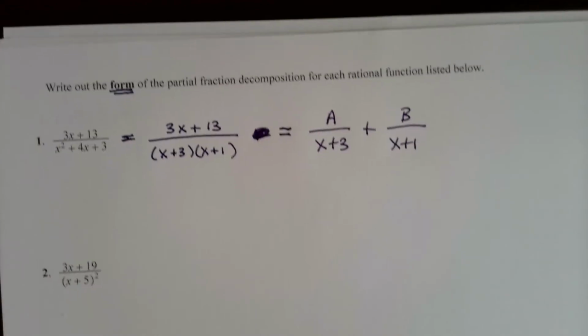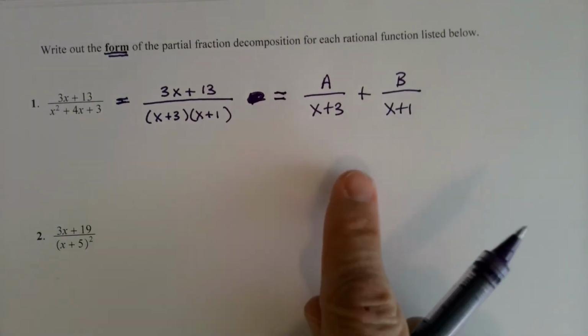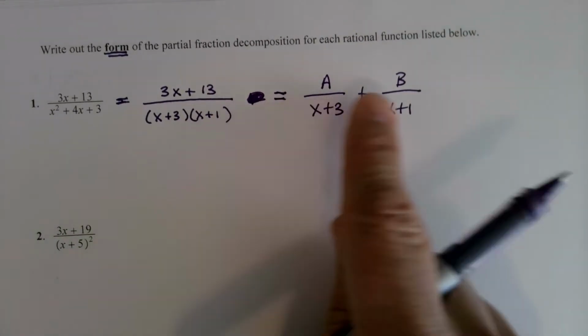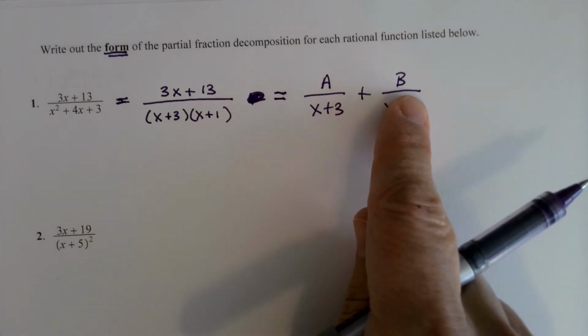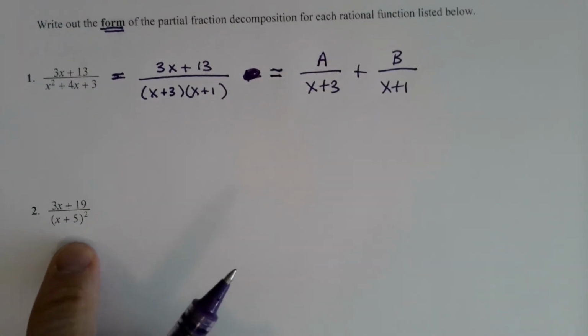Right now I just want to make sure you get the form correctly. Okay, this is the form of the partial. Now a and b can be any real numbers. Okay. Now look at this next example.